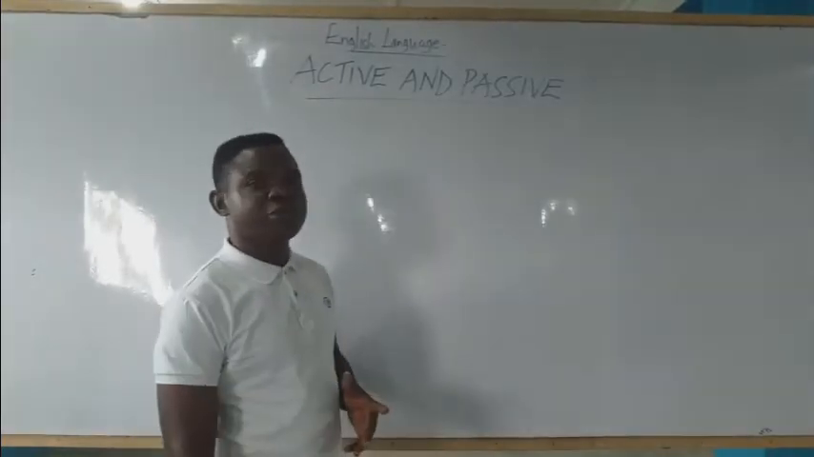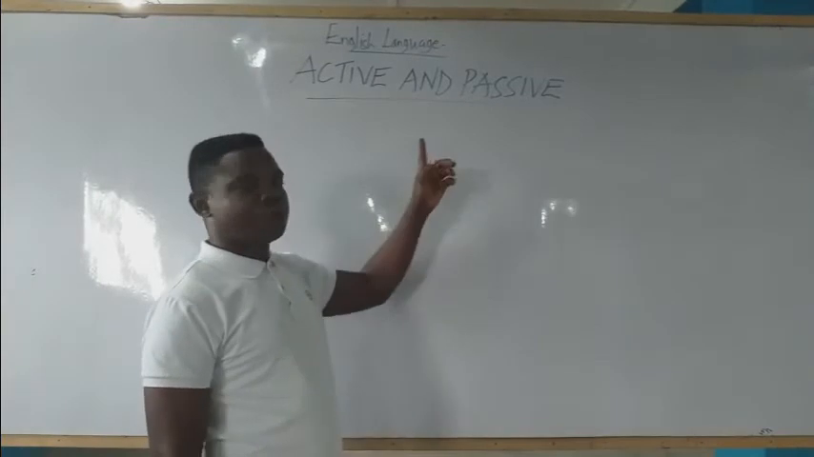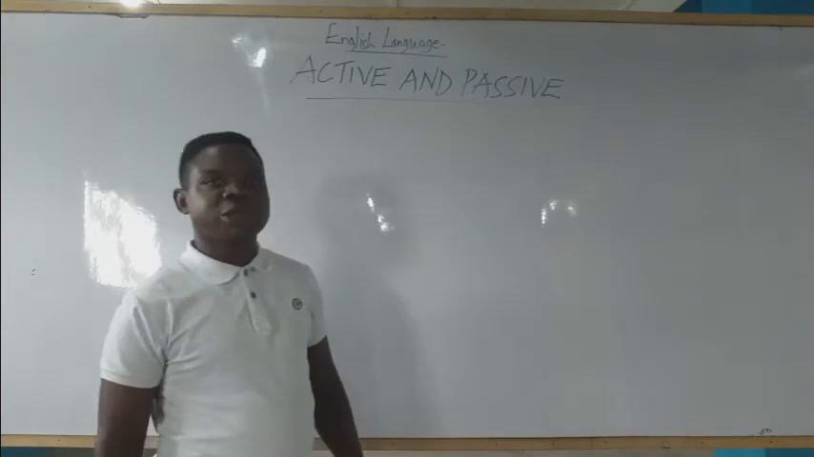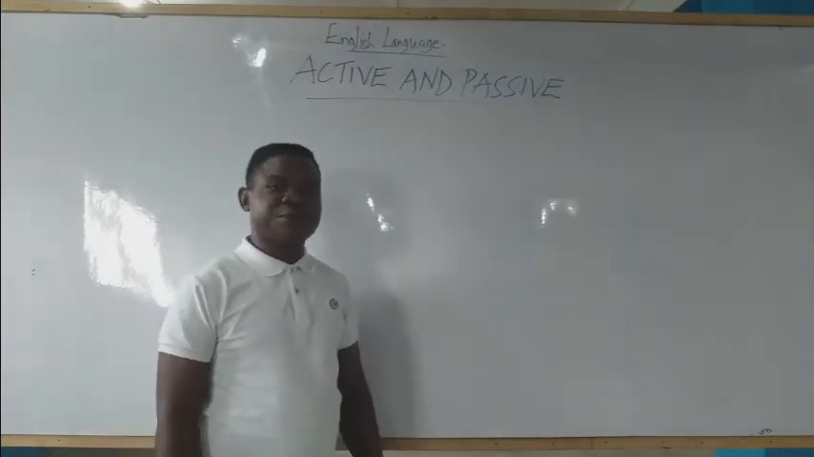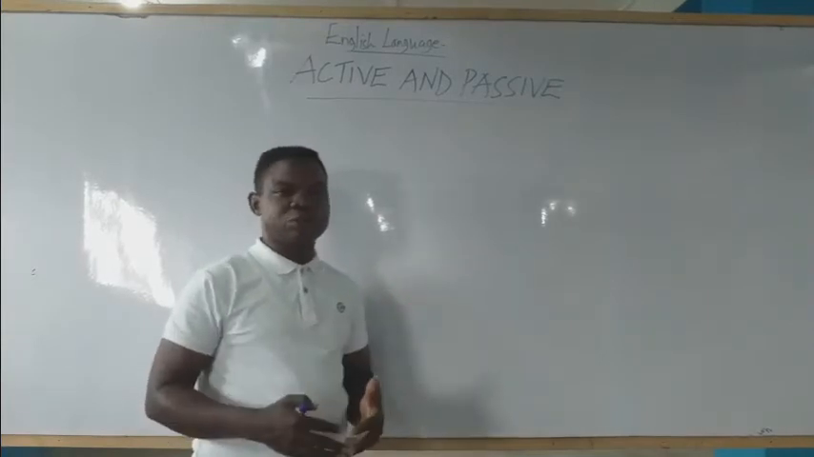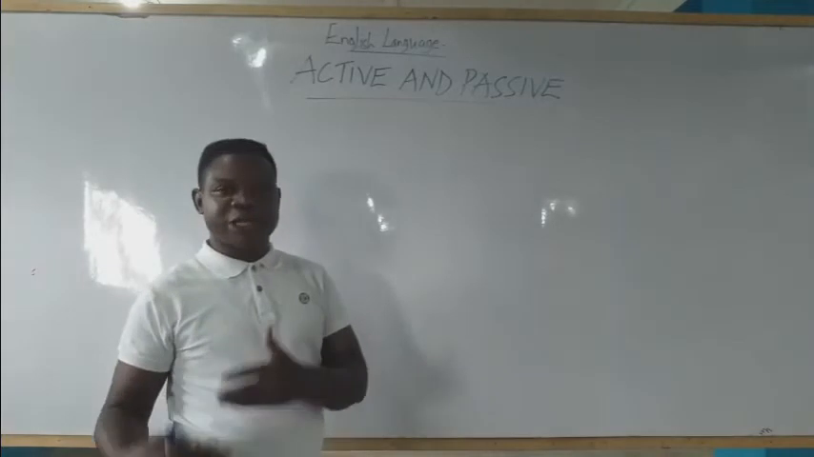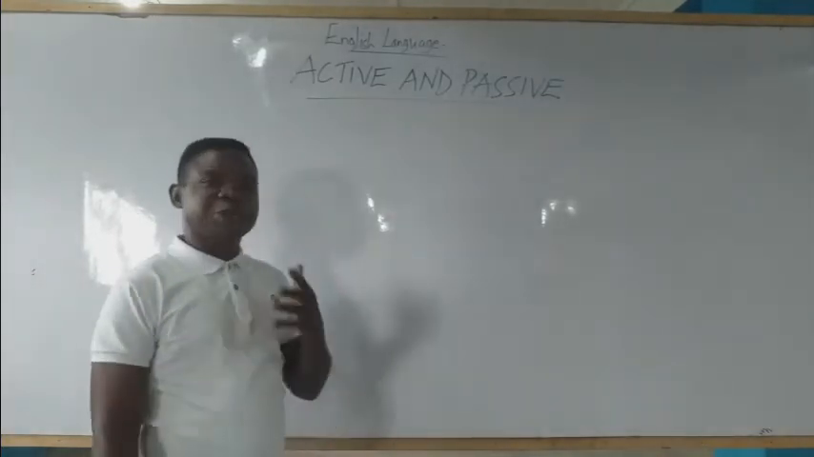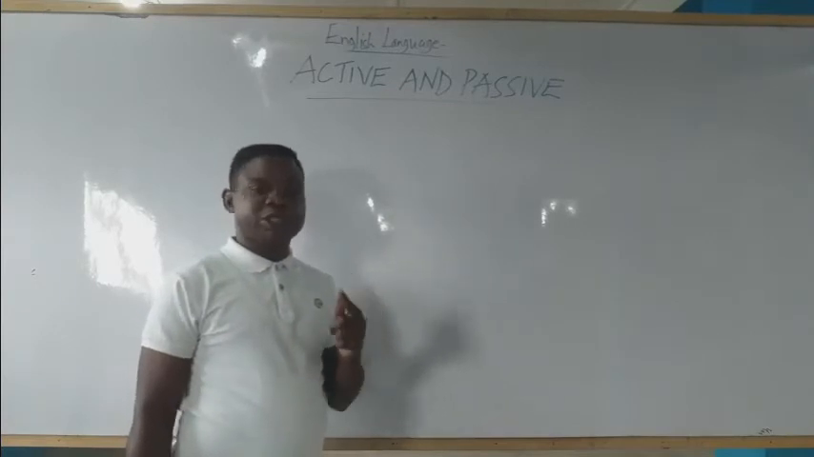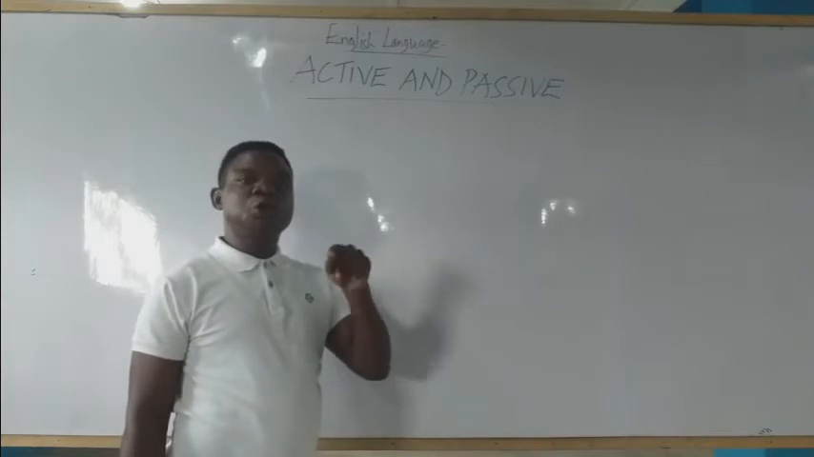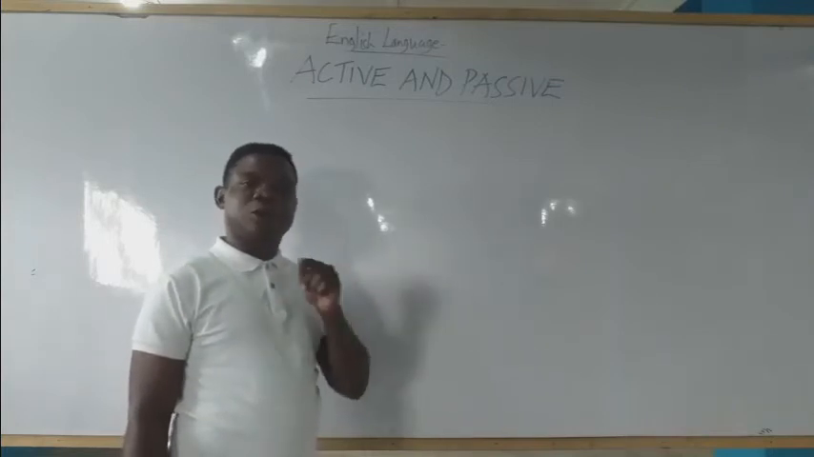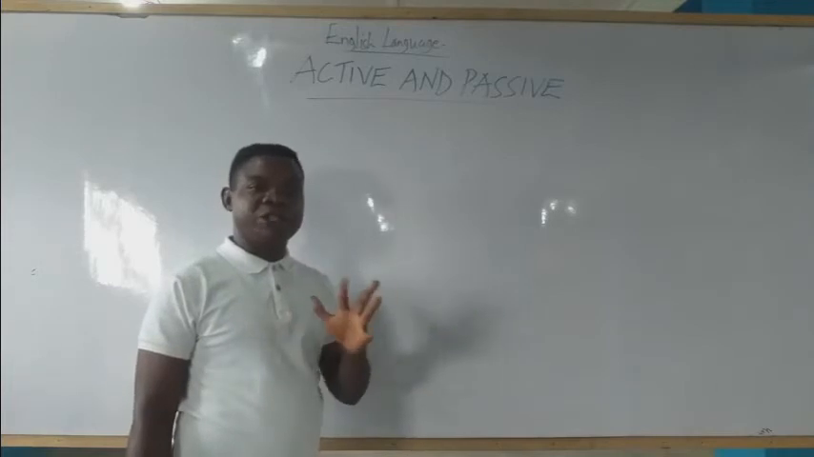For today's English language class, I want to take you through the topic: active and passive. The topic is active and passive. Now, what is an active expression? What is a passive expression? An active expression is an expression in which the subject is the doer or performer of an action, while the object is the receiver of the action.